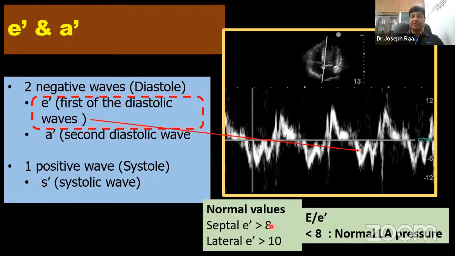Okay, normal value, septal. Normally, if the LA pressure is good, then your tissue annulus is going to move further. So the normal values on the septal side will be more than 8, and on the lateral side it will be more than 10, and the E by E dash ratio will be less than 8. If it is less than 8, then it indicates that the pressure in the LA is normal.